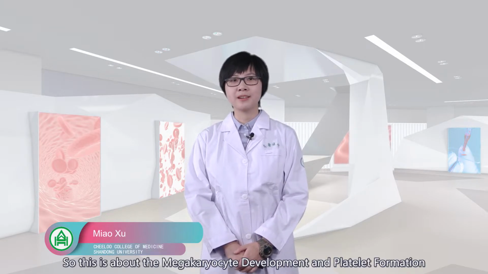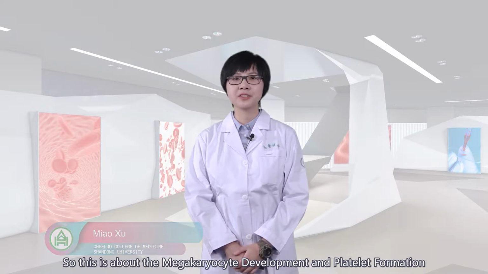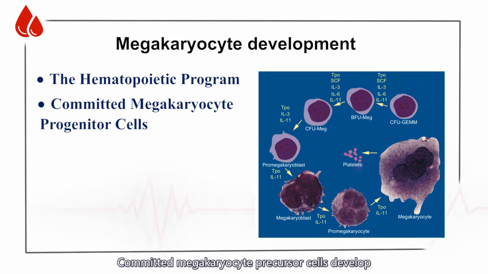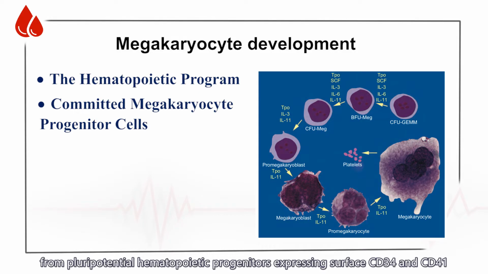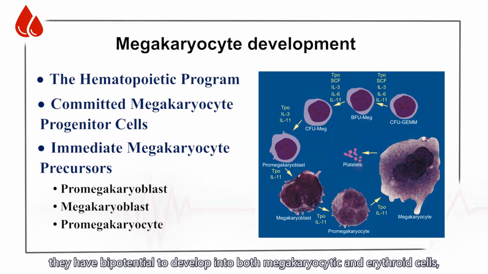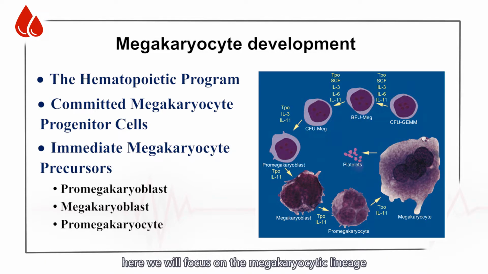This topic is about megakaryocyte development and also platelet formation. Megakaryocytes, like all the other cells in the blood, develop from a master stem cell. Committed megakaryocyte precursor cells develop from potent hematopoietic progenitors expressing surface CD34 and CD41. They have bipotential to develop into both megakaryocytic and erythroid cells. Here, we will focus on the megakaryocytic lineage.